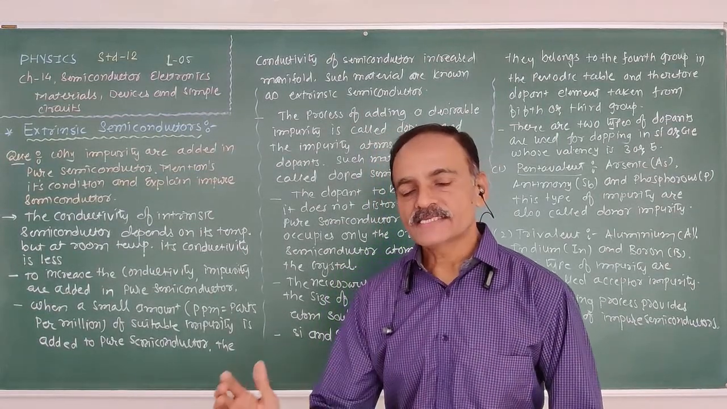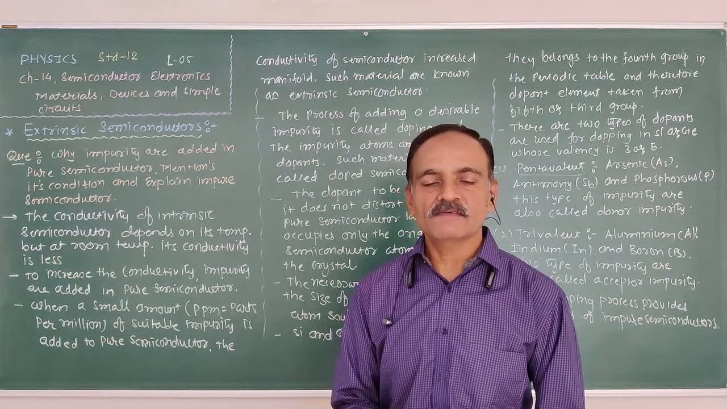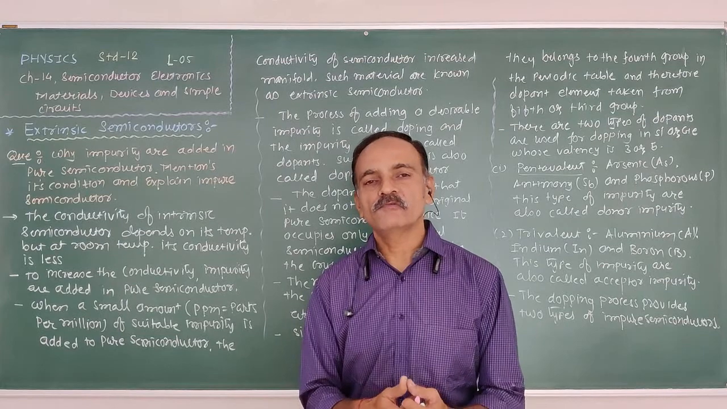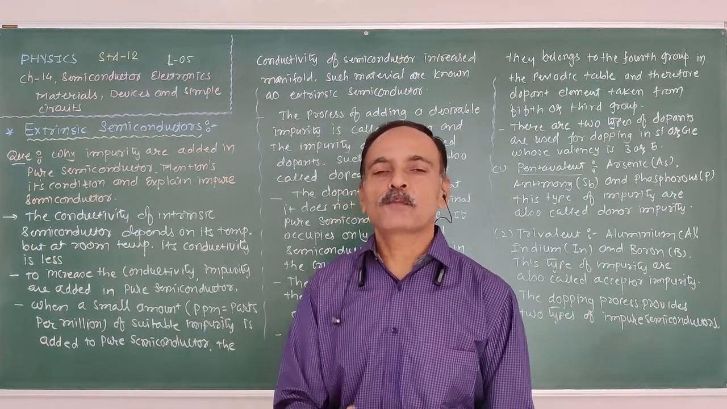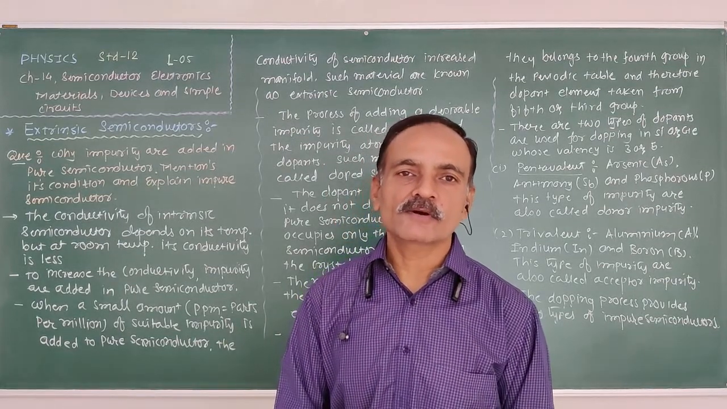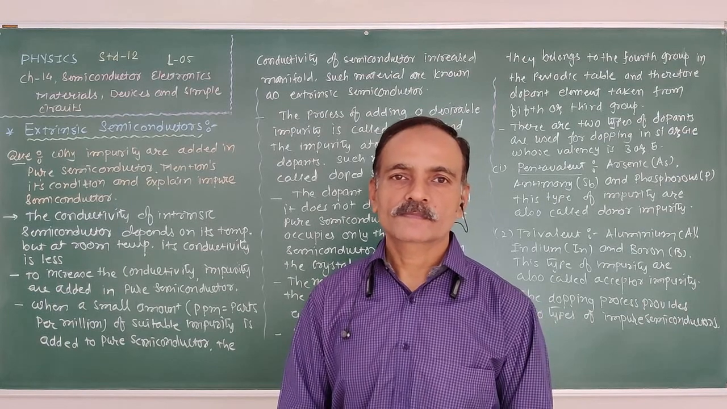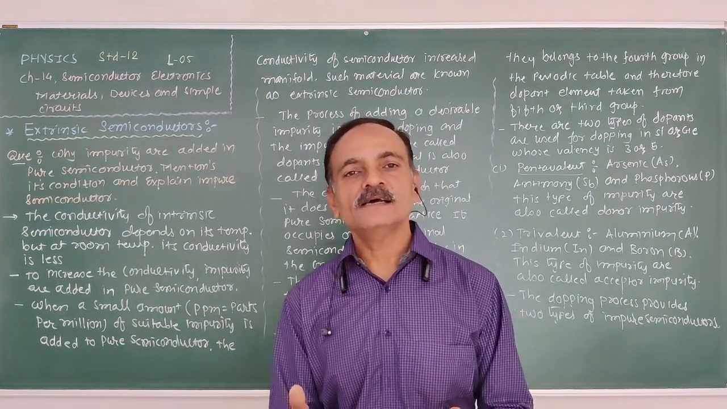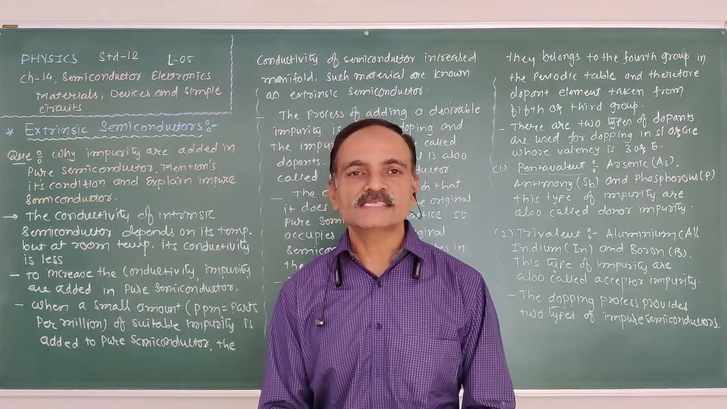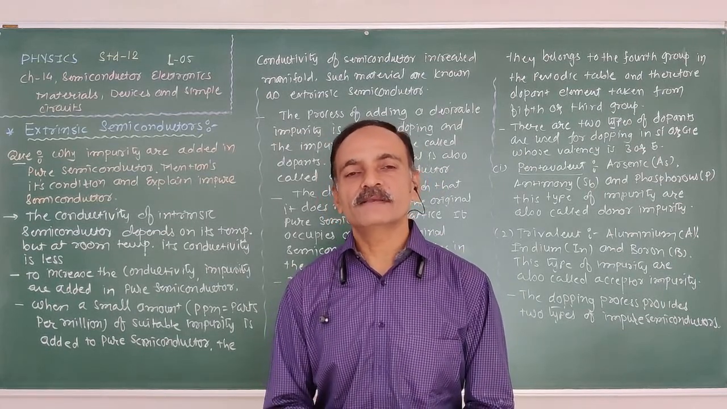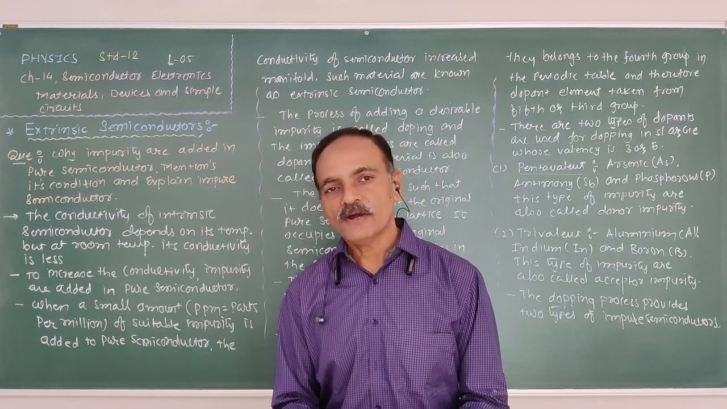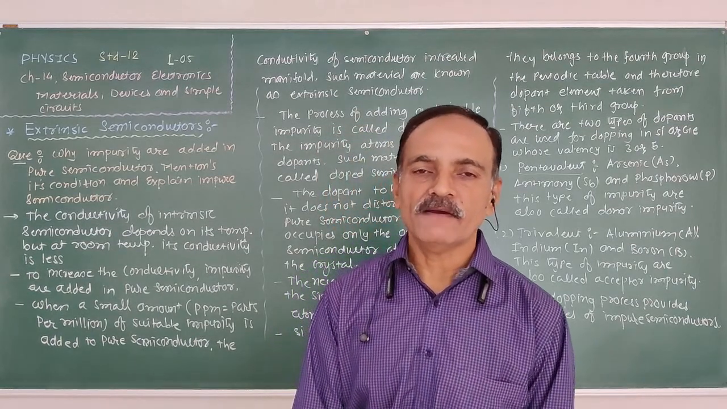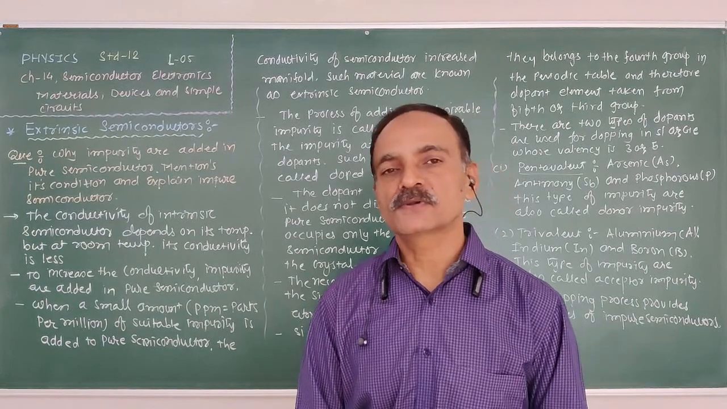At 0 Kelvin temperature, each valence electron forms a covalent bond with its 4 neighboring silicon or germanium atoms. Therefore, at 0 Kelvin temperature, there are no free electrons in the silicon or germanium crystal. Therefore, at 0 Kelvin temperature, silicon and germanium behave as a perfect insulator.